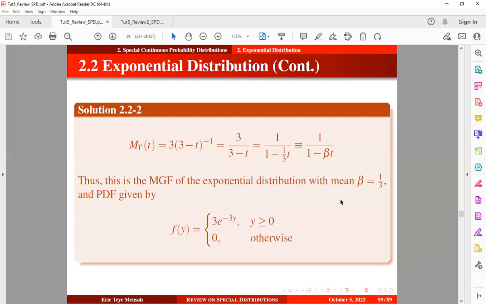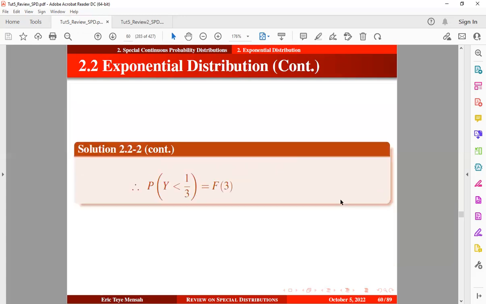All right. So we want to find the probability that y is less than 1/3, which is equal to the cumulative. And we know the cumulative with exponential distribution to be given in this form. So we replace this value, which is the particular value of y, in here. So once we compute this, we obtain this, which is going to be the solution.